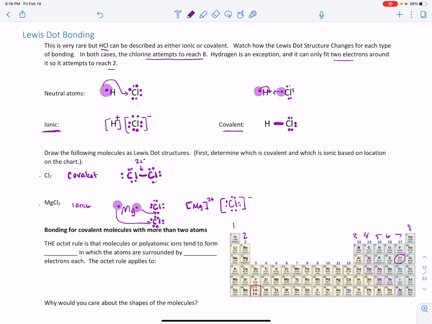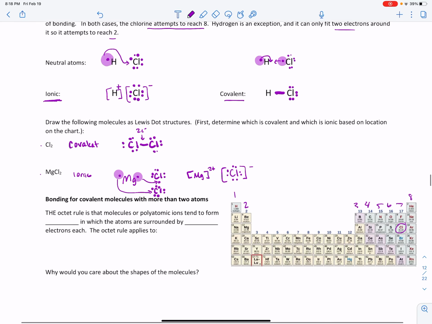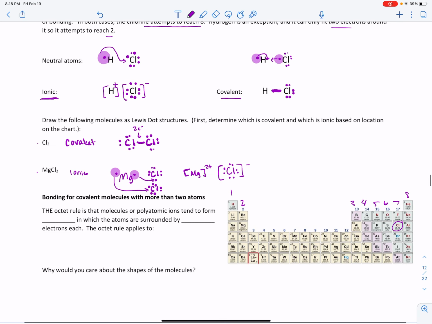So let's review this octet rule I keep referring to. The octet rule just shows that molecules or ions tend to form compounds, or we could say structures, in which the atoms are surrounded by 8 electrons each. Here's the crazy part.